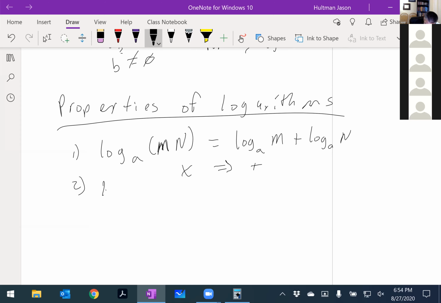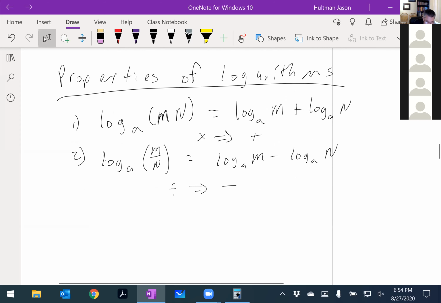Okay, what about log base a of a division? What do you think division is going to imply? Subtraction. Yeah, exactly. So this is log base a of m minus log base a of n. So we said that division implies subtraction.